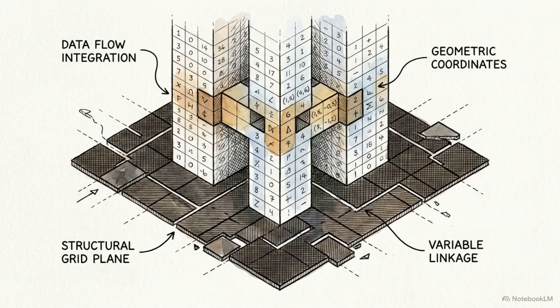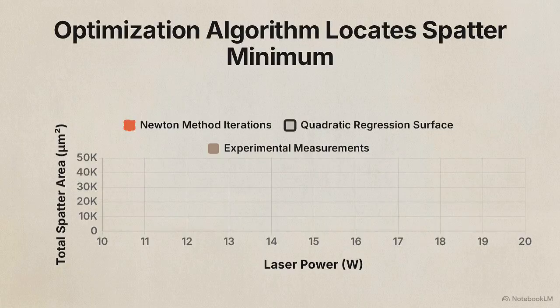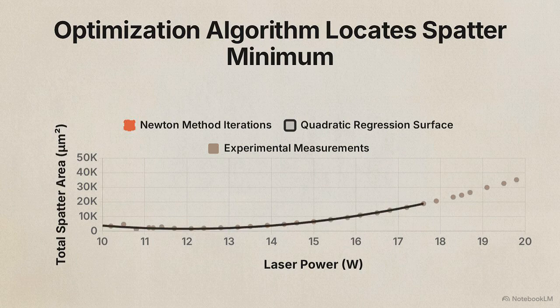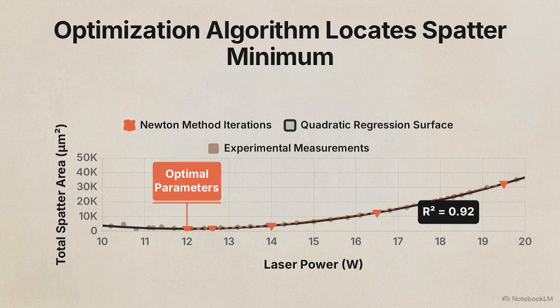Finding the exact point of balance requires an advanced mathematical model. The data enters a second-order polynomial regression model. This algorithm calculates the exact relationship between power, speed, and final spatter area. The R-squared values range between 0.88 and 0.92, verifying the model's high fidelity to the physical surface. With the geometry mapped, numerical optimization, specifically Newton's method, is applied to navigate these quadratic equations. The algorithm establishes a second-order approximation to locate the absolute minimum possible spatter area within the operational range.